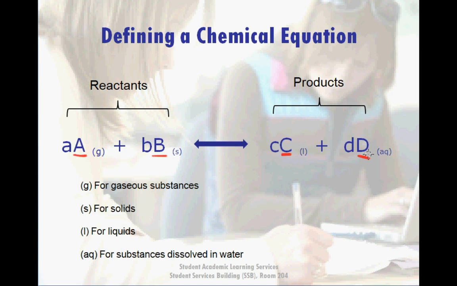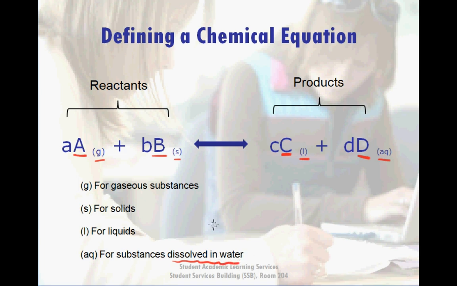It also identifies the phases of the reaction participants, so whether they are solid, liquid, or gas, and this will show up as subscripts in your reaction. Either a G for a gaseous substance, an S for a solid substance, L for liquid, or AQ, which stands for aqueous, and that means that the substance is dissolved in water.